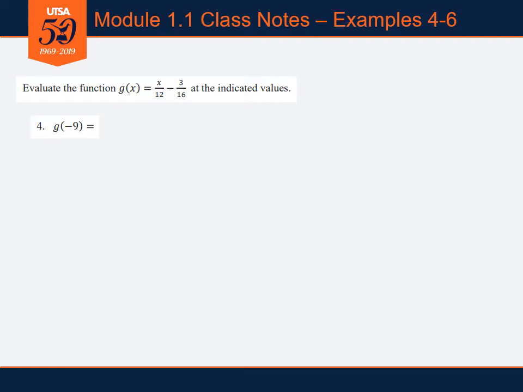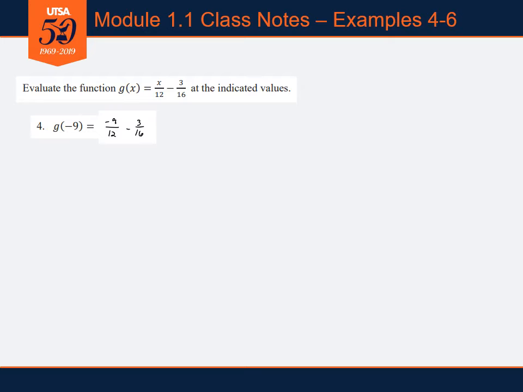Continuing with our discussion of functions in Module 1.1, here we're given the equation of a function and asked to evaluate in a couple different examples, starting with example number 4 that asks us to evaluate the function g at the input or x value of -9. That's how I read question number 4, g of -9. And all that means is I go back to the function called g in my instructions and replace the input variable by -9. That's what I've done here.